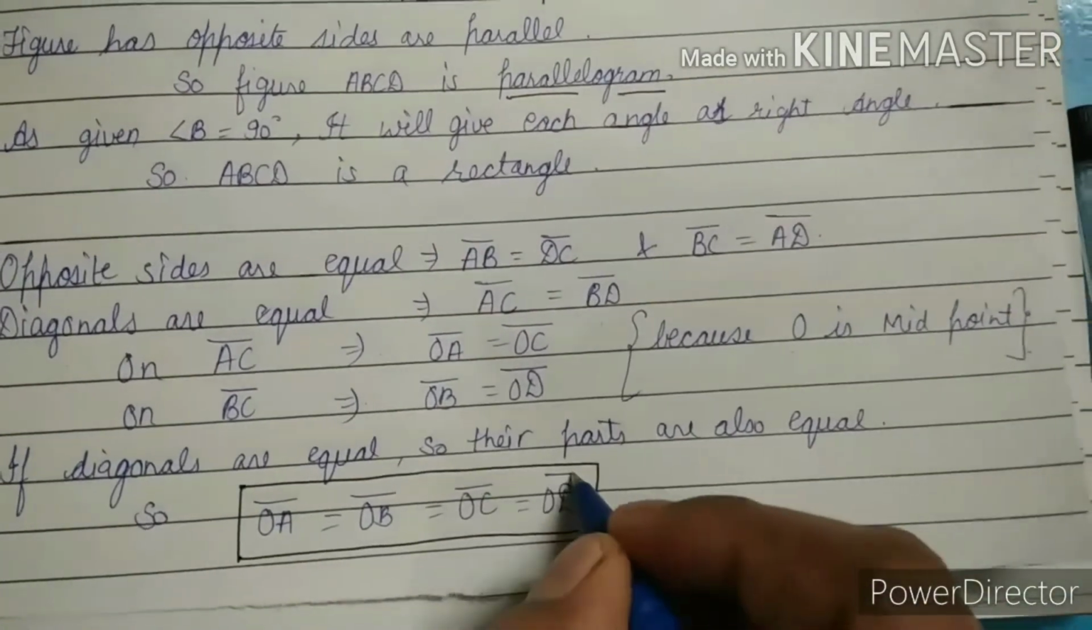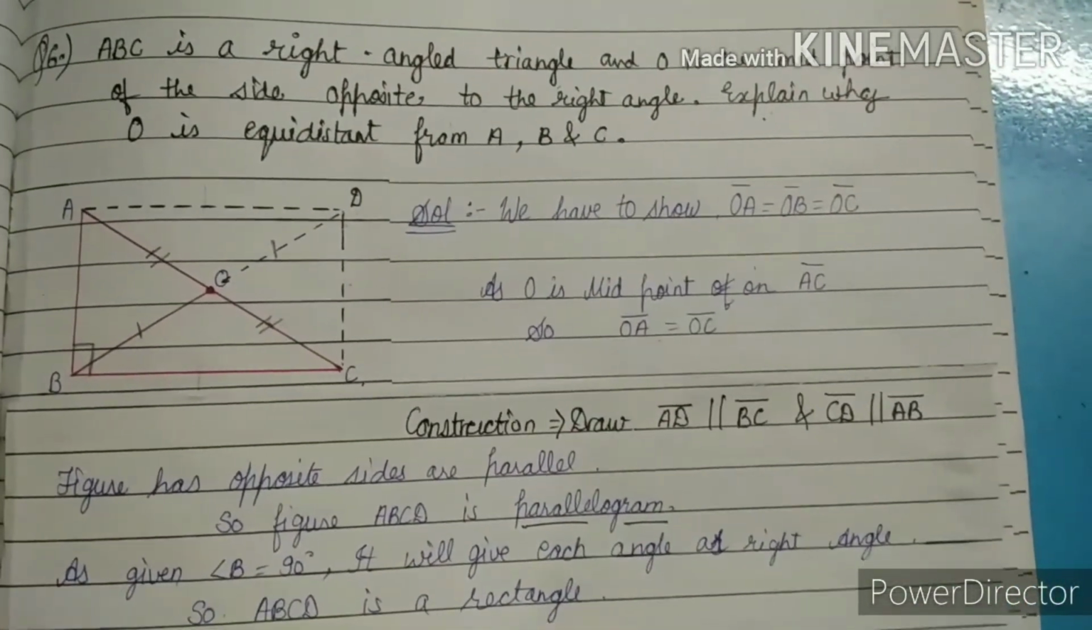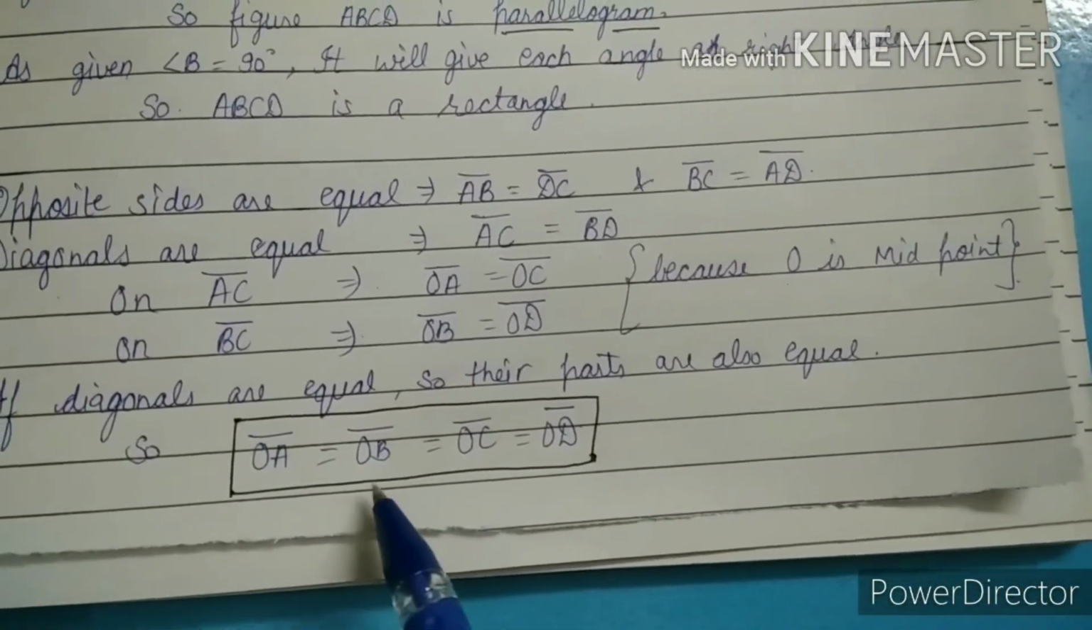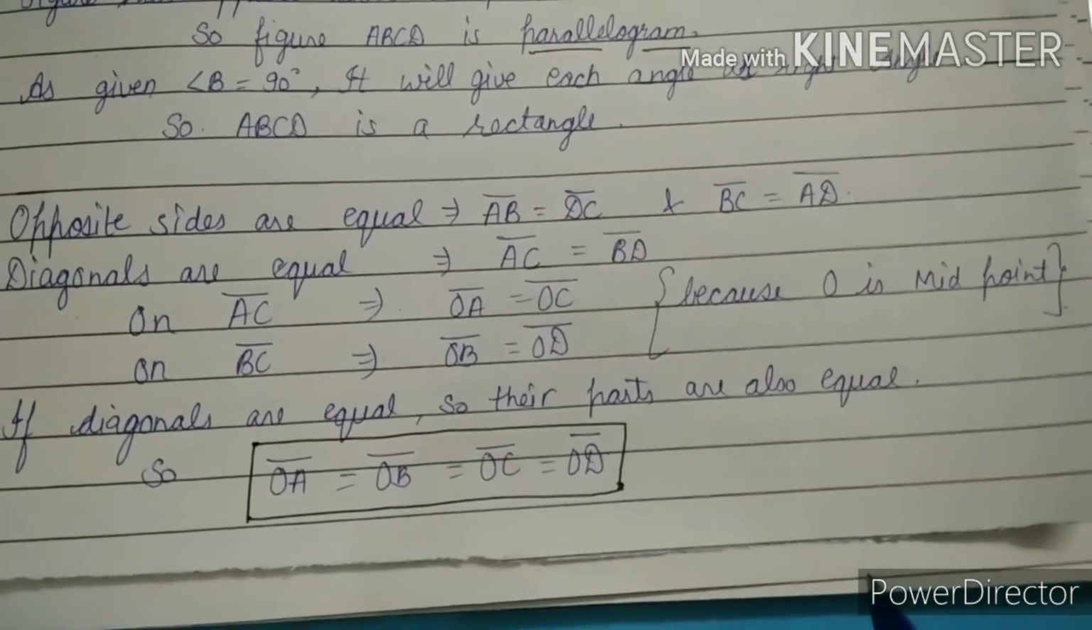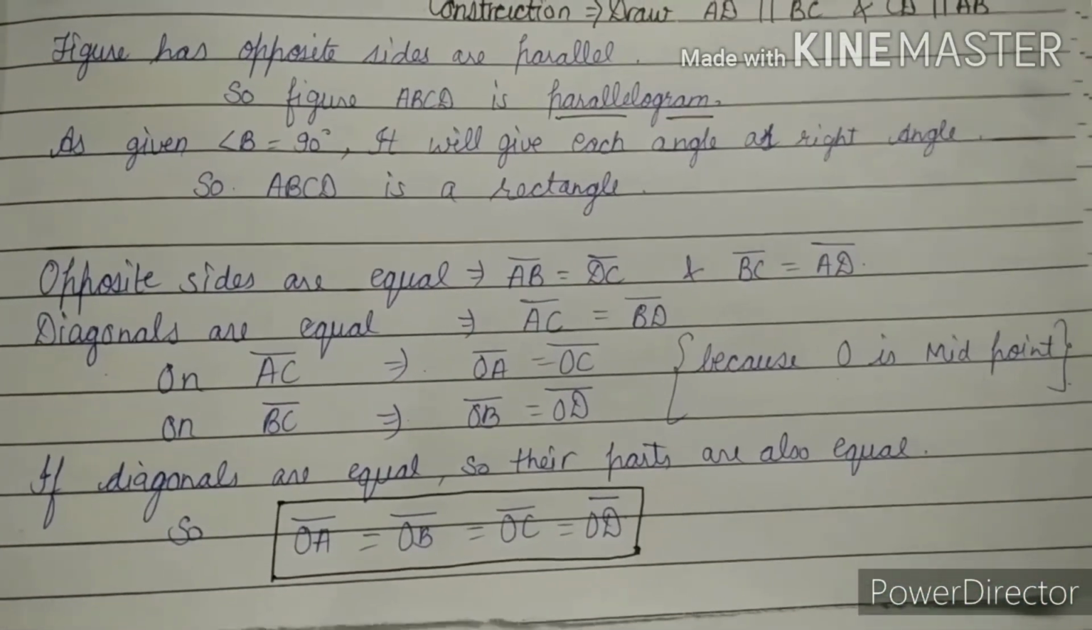So this thing we had to prove. The question is given to show that all the parts of the diagonals are equal to each other. So here we completed exercise 3.4 as well as chapter number 3.